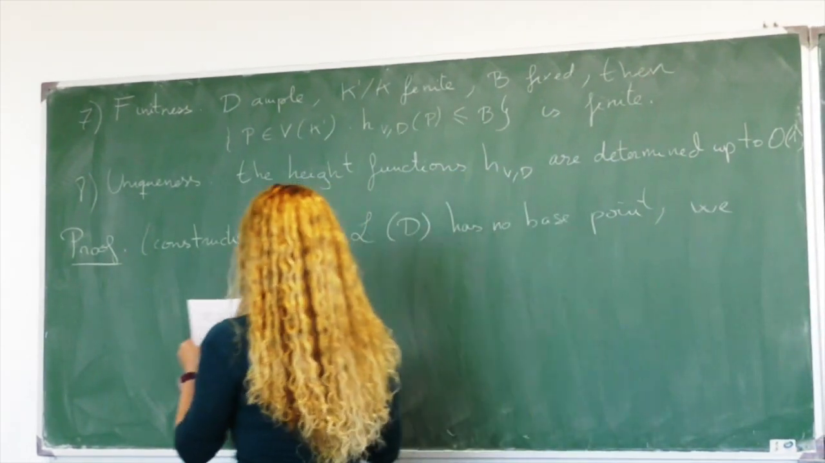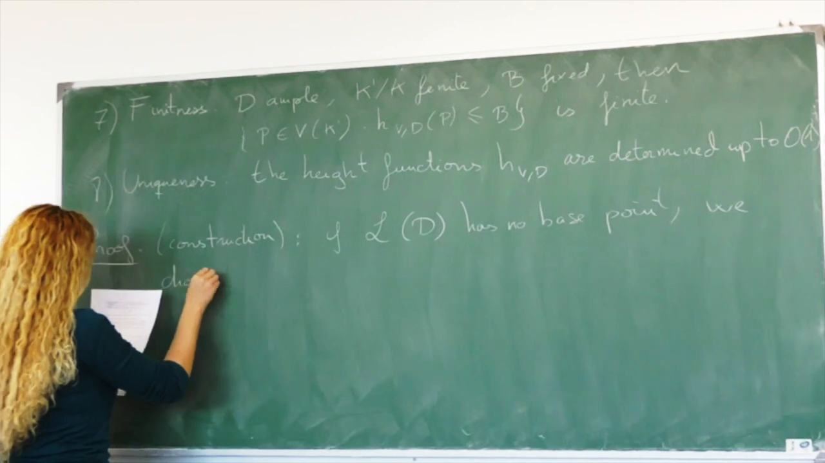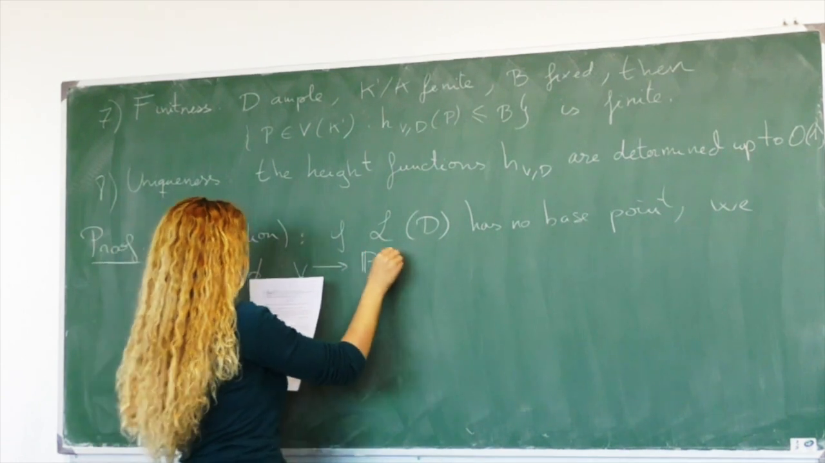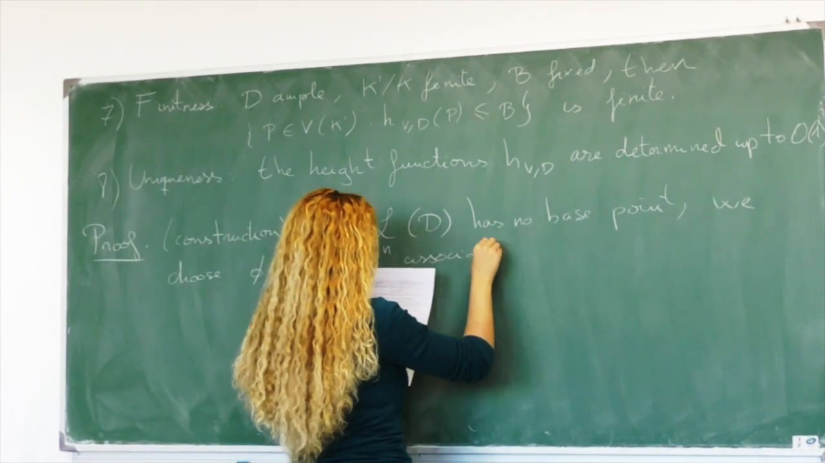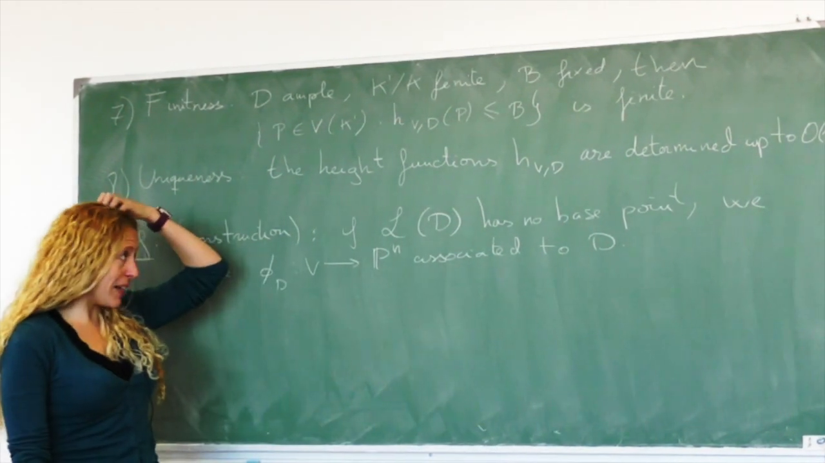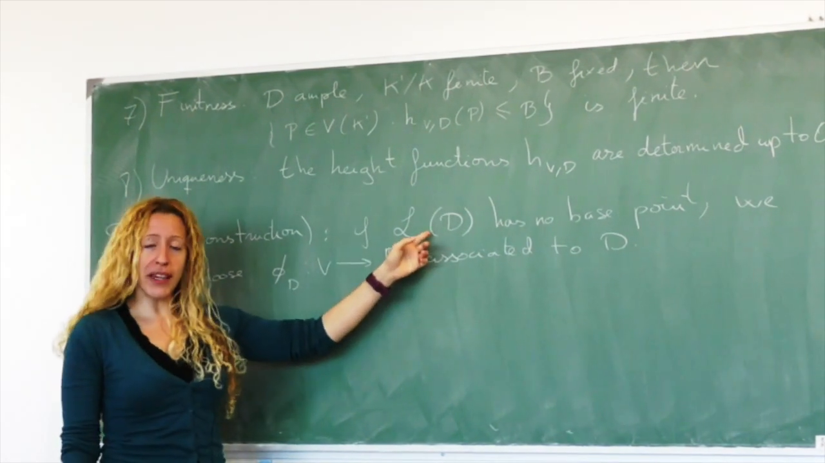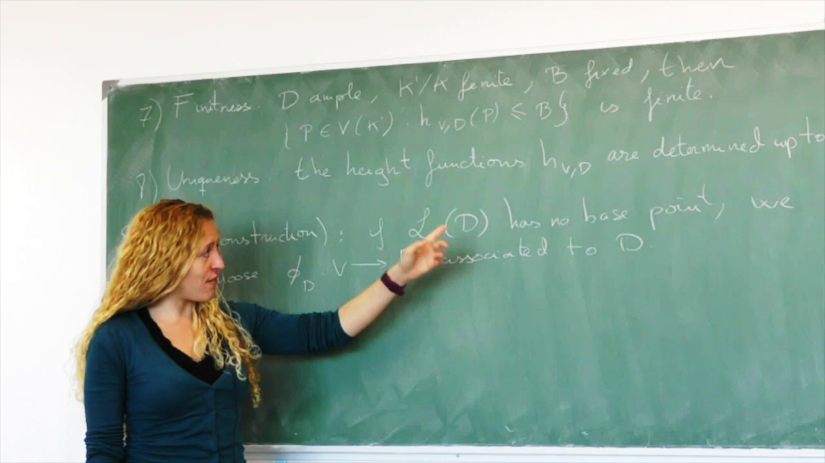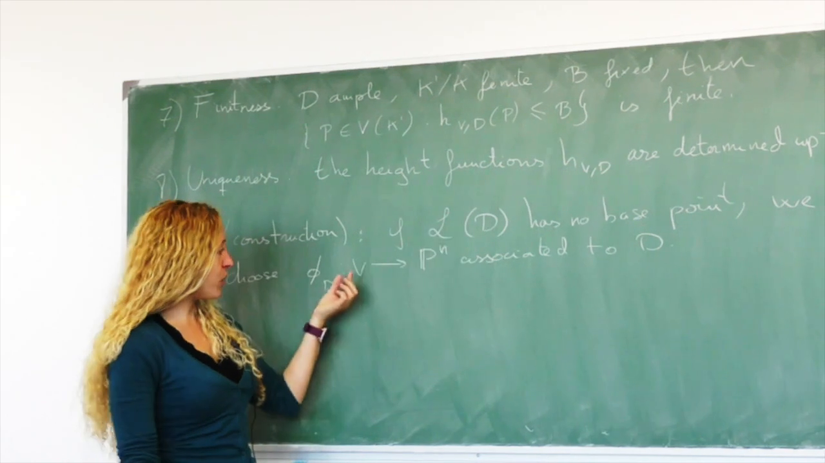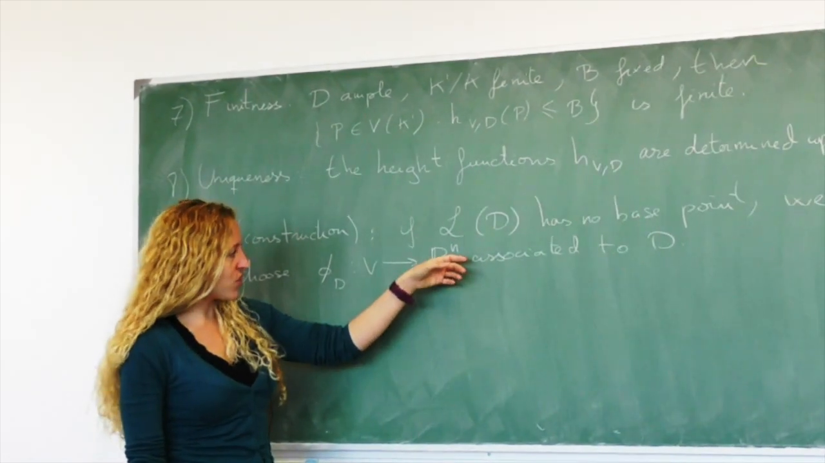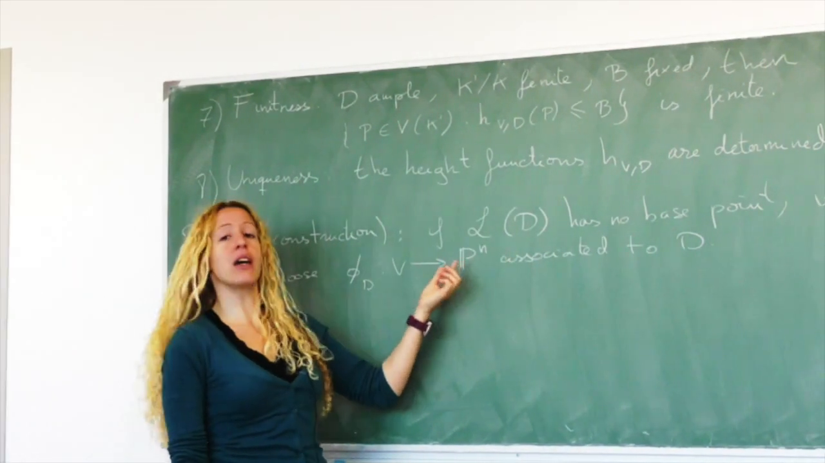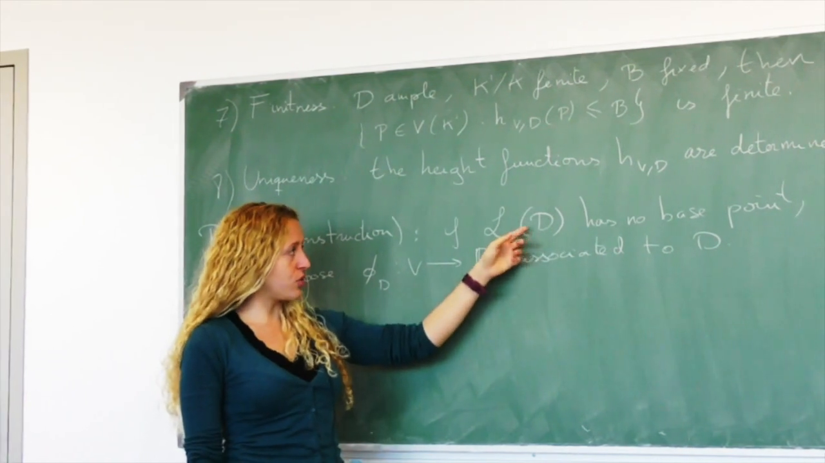Now I'm going to choose a morphism associated to D. How do I construct this? I look at the Riemann-Roch space associated to D, and I take a basis for this vector space. These basis elements are functions, and with those functions I can construct a morphism. Here n plus 1 is the dimension of this vector space, because I have n plus 1 coordinates.